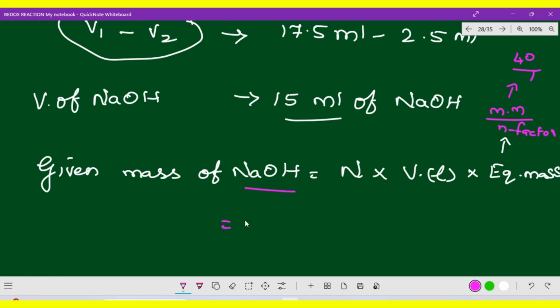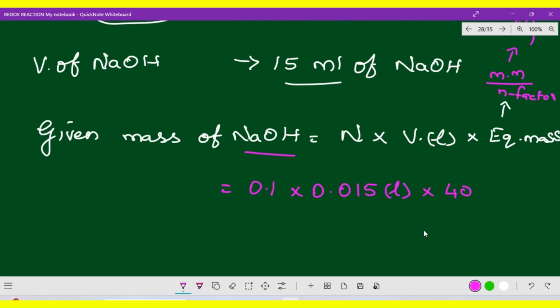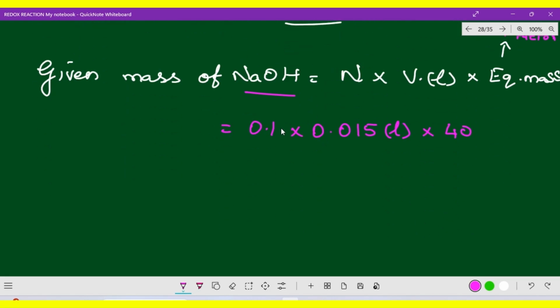Okay. Now let us apply the values. So here N by 10 means 0.1. So 0.1 N into the volume of solution of sodium hydroxide. It is 15 ml, in liters 0.015 liter. We consider liters only. Into equivalent mass, it is 40 by 1, so 40 only. So 0.1 N into 0.015 into 40, you'll be getting 0.06 gram. So that is the given mass of sodium hydroxide. Okay, I hope you got the clarity.